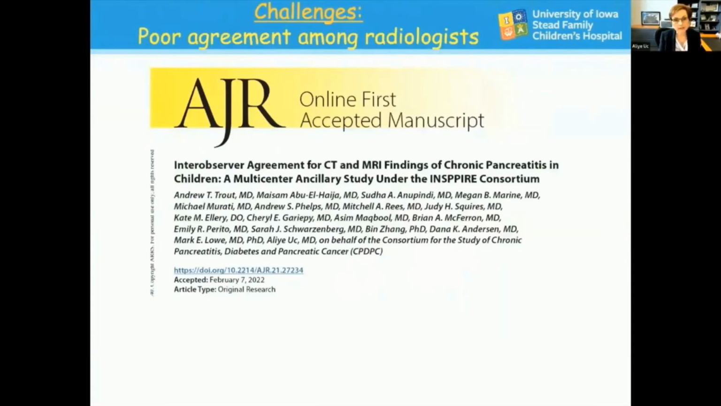And another challenge is we depend on the radiology to make the diagnosis, but these radiologists that we work with within the INSPIRE consortium, they look at the CT and MR findings, and there was not a strong agreement among radiologists about the findings of chronic pancreatitis. And this was published just recently. So this is something that we need to work on. So this is another challenge.